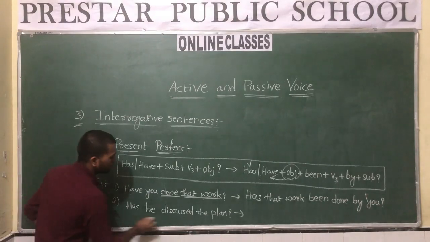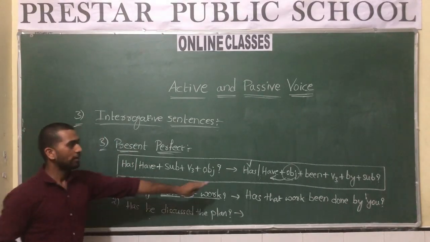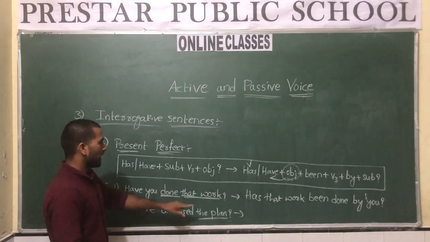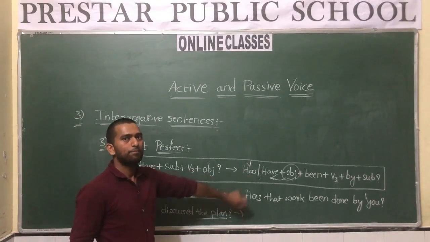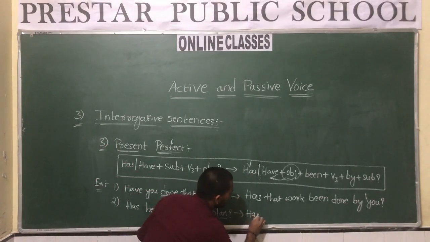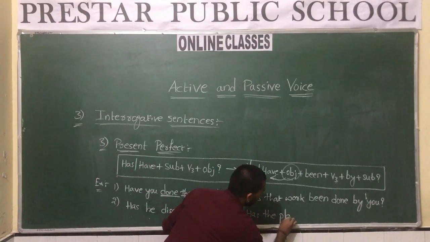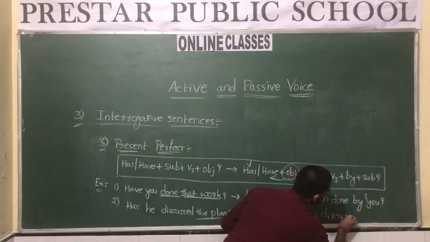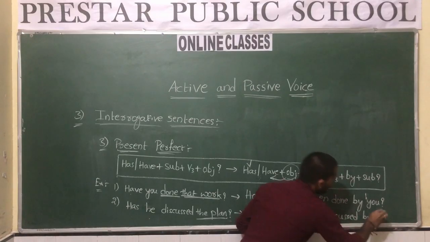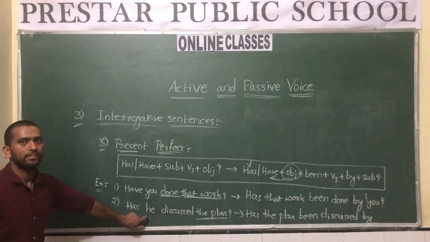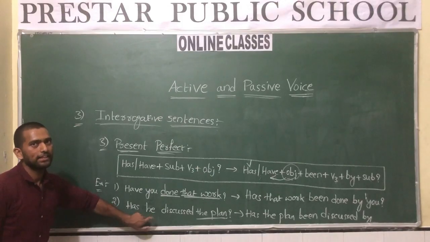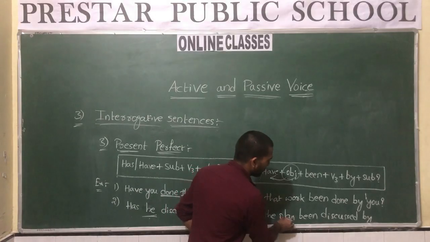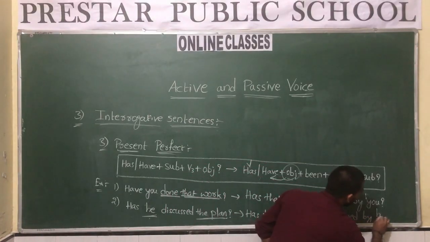In the same way, convert this sentence into passive voice by following the same pattern. What is the object here? The plan. It is singular, so we use the helping verb has. Has the plan been discussed by, what is the subject here? He. While writing the subject he into objective form, he converts to him. So has the plan been discussed by him?